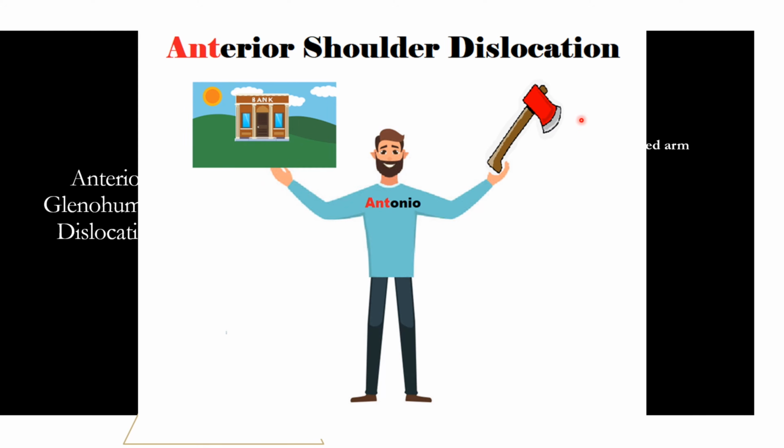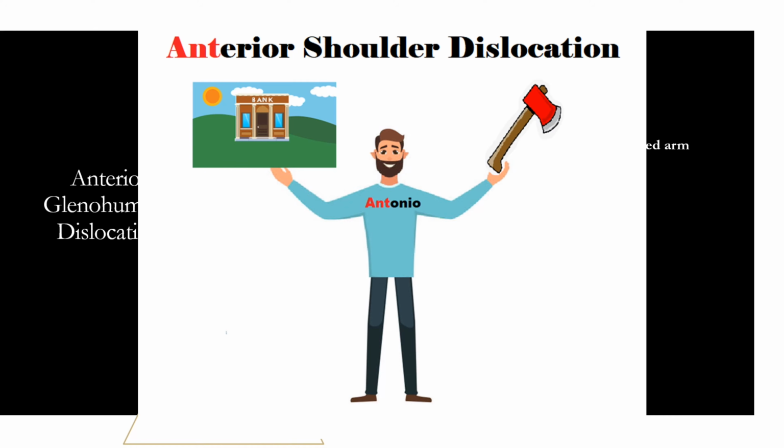On the other hand, he's holding an axe. That helps you remember it's associated with axillary nerve dysfunction. And then again, his arms are abducted and externally rotated. That helps you remember the presentation on physical exam, and also the most common mechanism of injury. So again, you remember Antonio holding a picture of a bank on a hill: Bankart lesion, Hill-Sachs lesion.